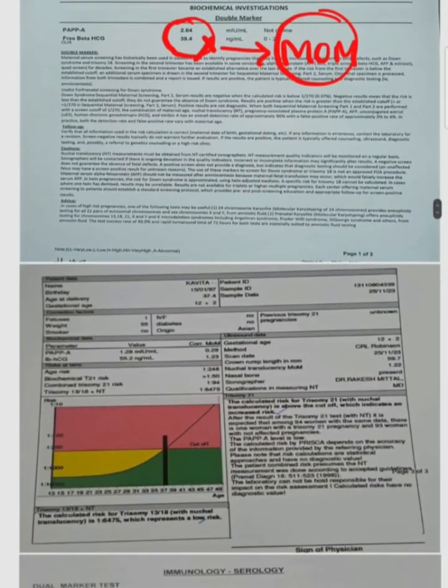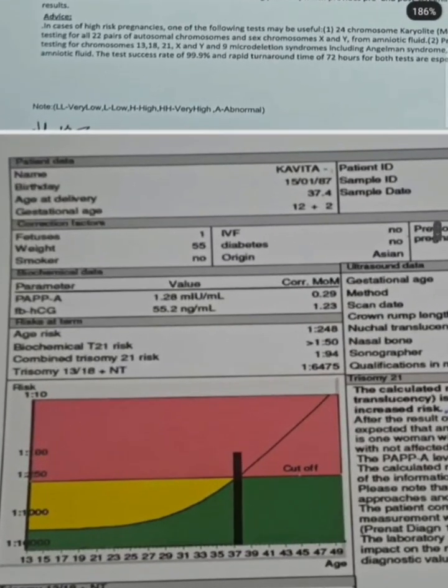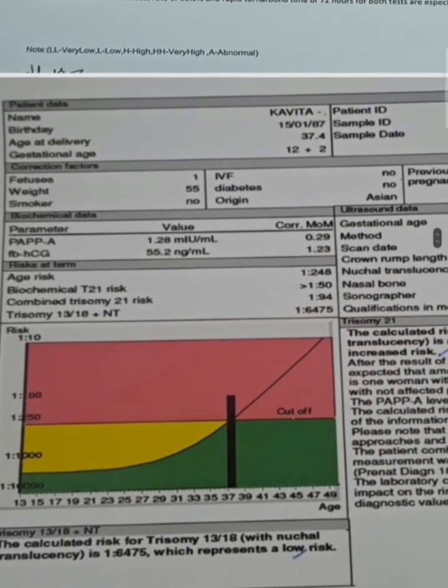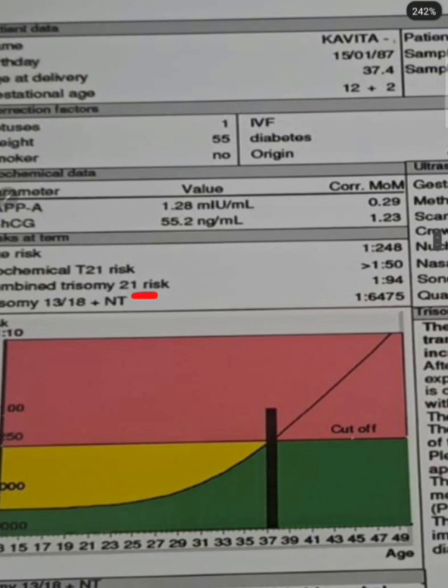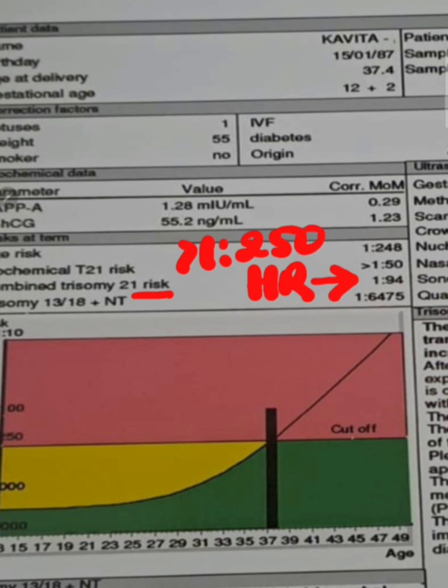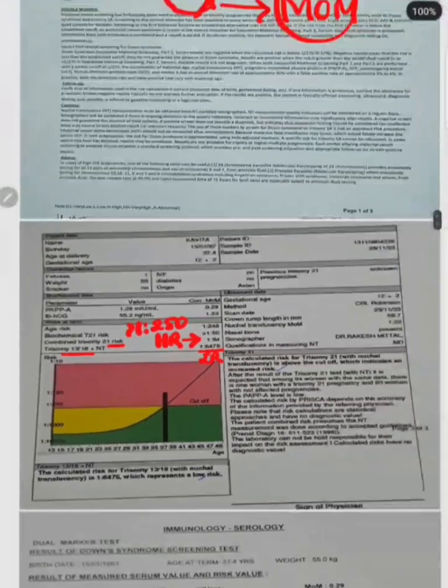Now, one very interesting case which I'll show now is this lady. This lady has come with a report showing that the combined risk for trisomy 21 is 1:94. So this is high risk, because it is more than 1:250. And the trisomy 13 and 18 risk is 1:6475, which is low risk. So what we are concerned with now is the risk of trisomy 21.